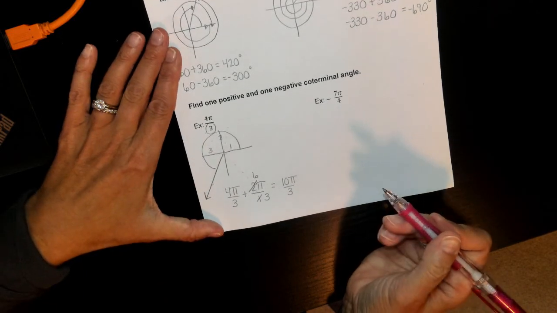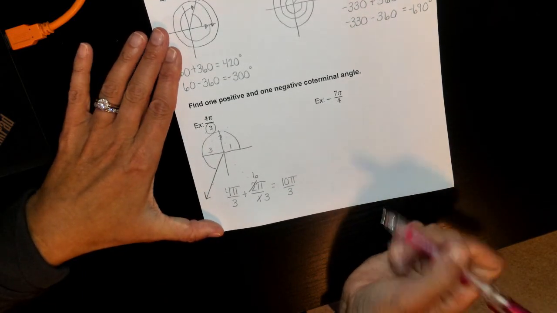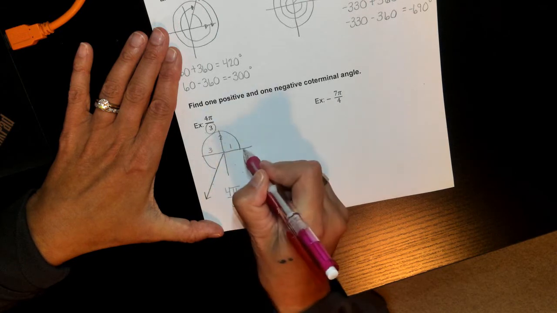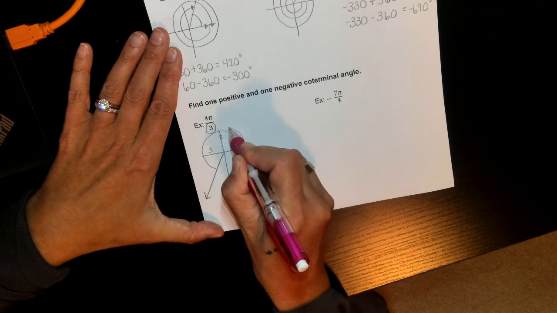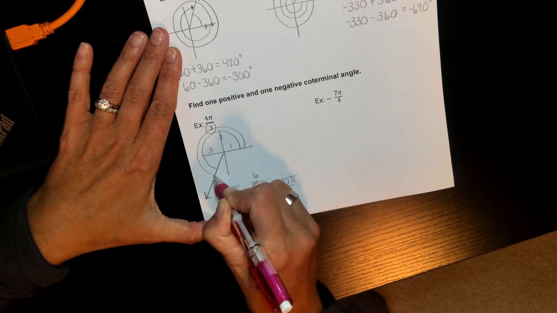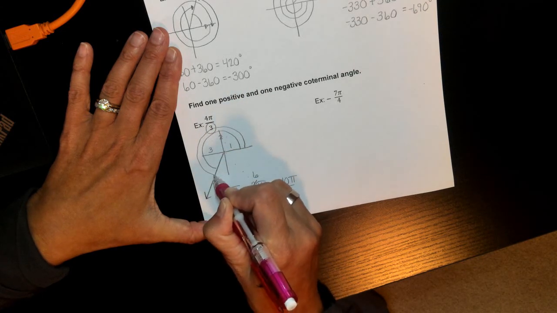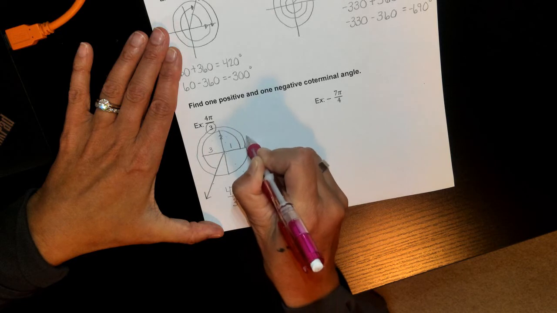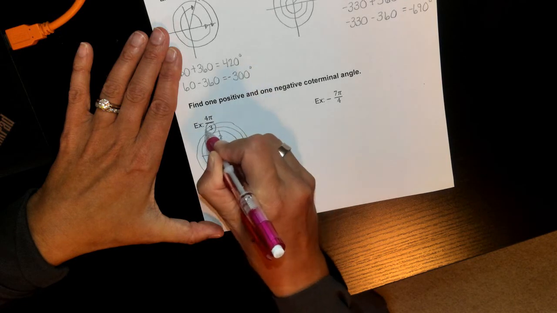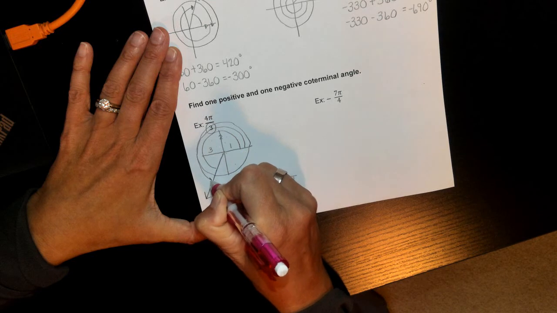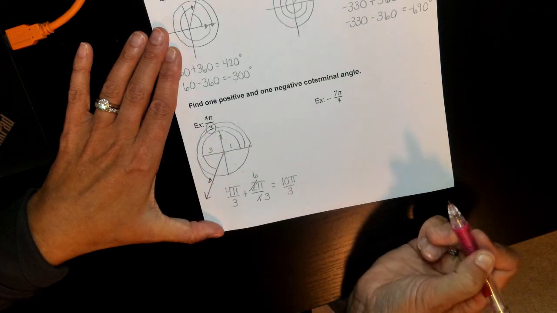Now let's test it. I need a positive coterminal that is coterminal to 4 pi over 3. Start here, go around, and I stop at my terminal side. That is 4 pi over 3. I need to do another full circle. 5 pi over 3, 6 pi over 3, 7 pi over 3, 8 pi over 3, 9 pi over 3, 10 pi over 3. So that was perfect.